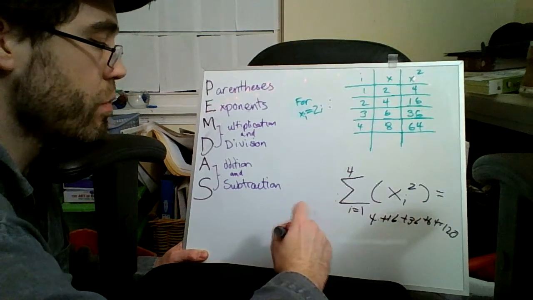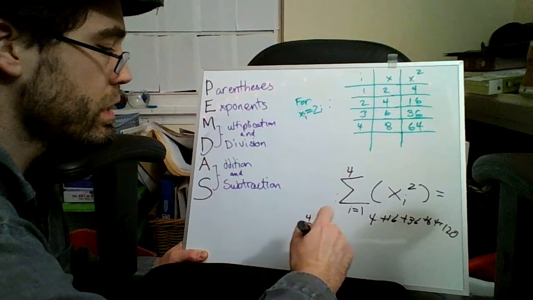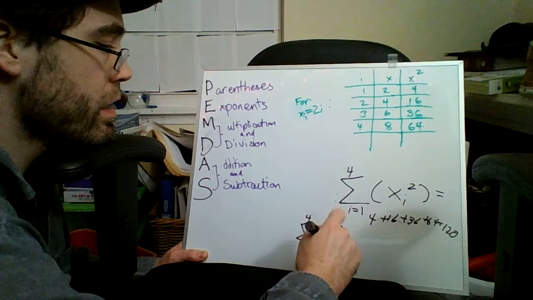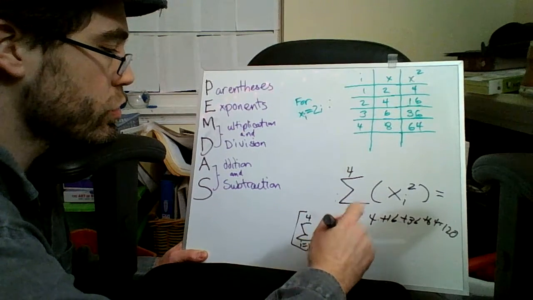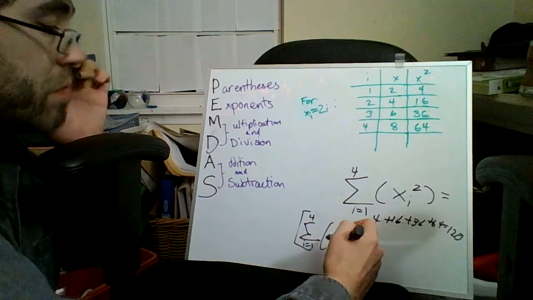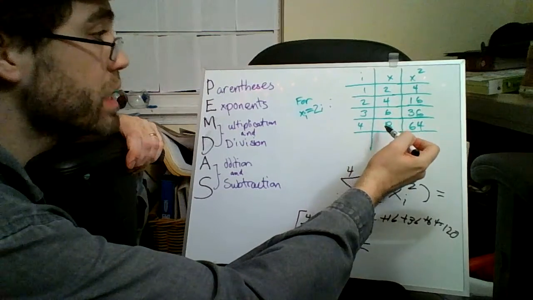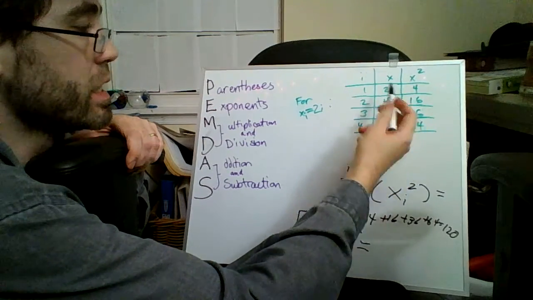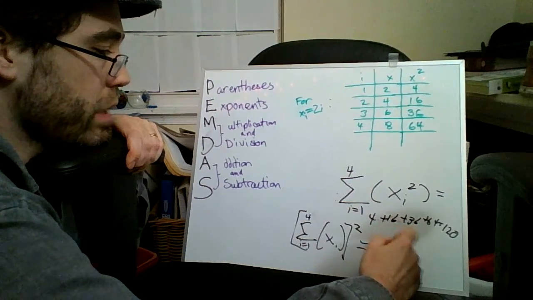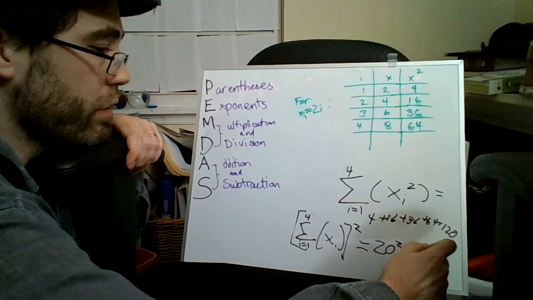If instead we did the same thing, sum from i equals 1 to 4 of x_i, but we square here, this is something different. This means we add together all the x_i, 2 plus 4 plus 6 plus 8, is going to equal 20. So that equals 20 squared, which equals 400.